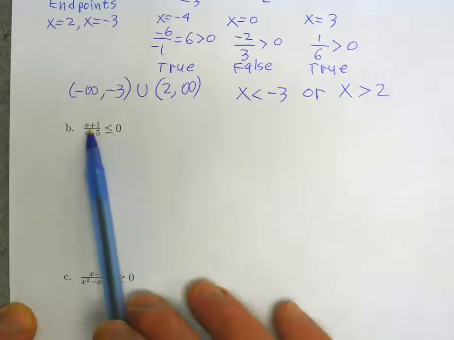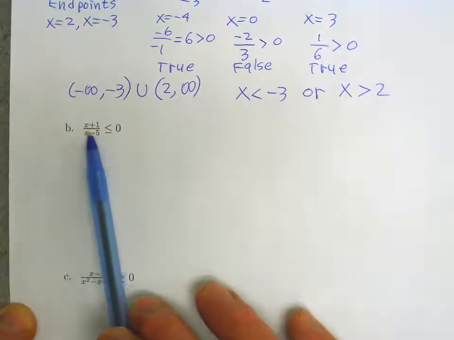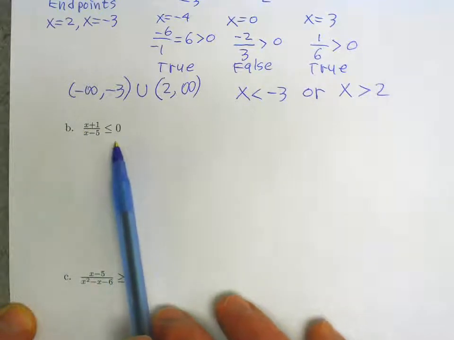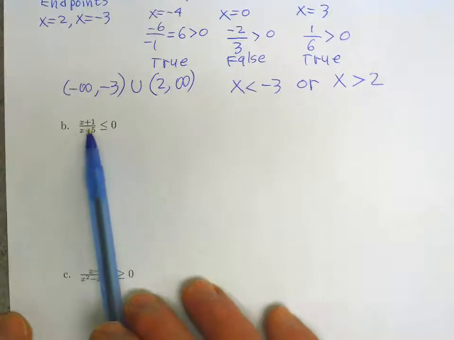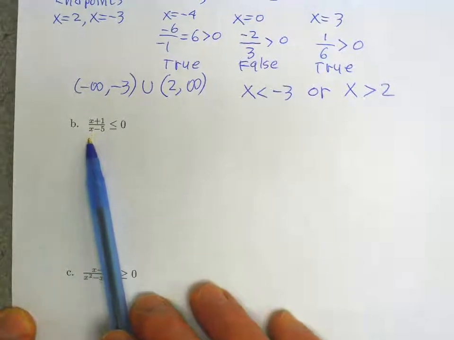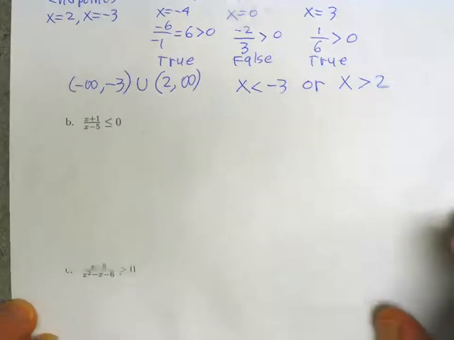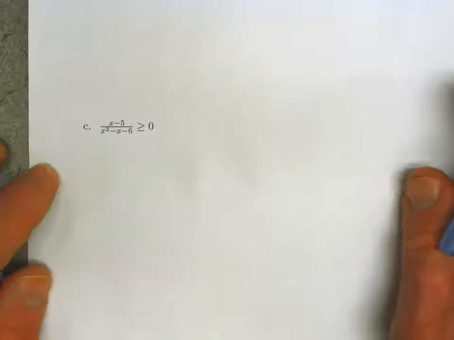And for negative 1, replace every x with negative 1. The inequality 0 less than or equal to 0 is true. It's the or equal to 0 that makes it true. So you would use a bracket next to the negative 1 in the interval notation. Okay, let's do the next one though. This one's a little more involved.